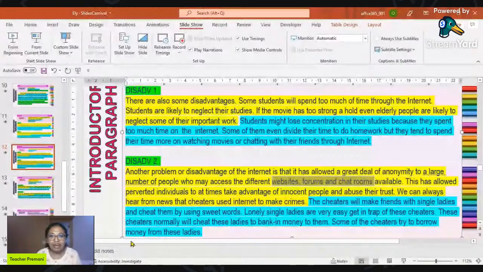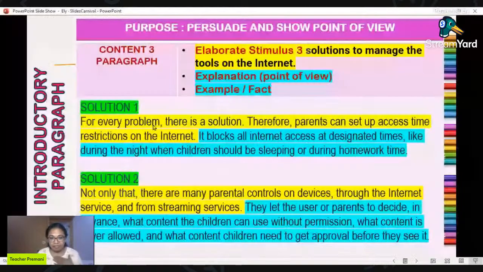Okay, so this one will be your third content, which is actually the solution to manage the problems on the internet. So the first solution: for every problem there is a solution. Therefore, parents can set up access time restrictions on the internet. It blocks all the internet access at designated times, like during the night when the children should be sleeping or during homework time.